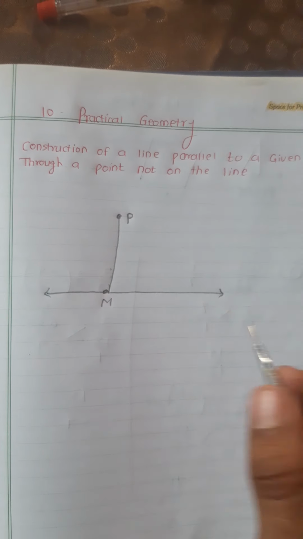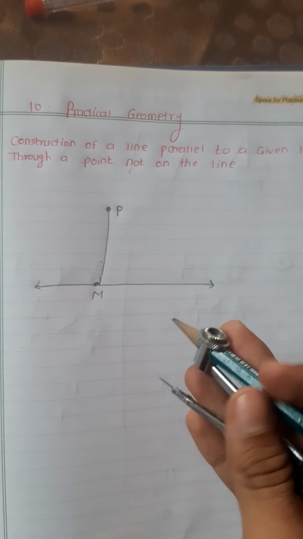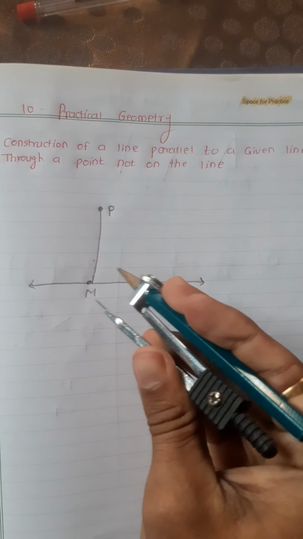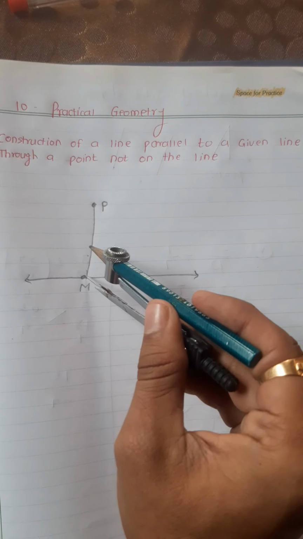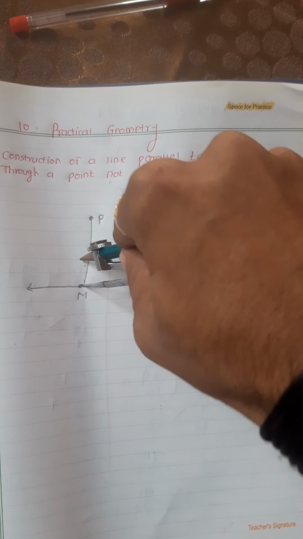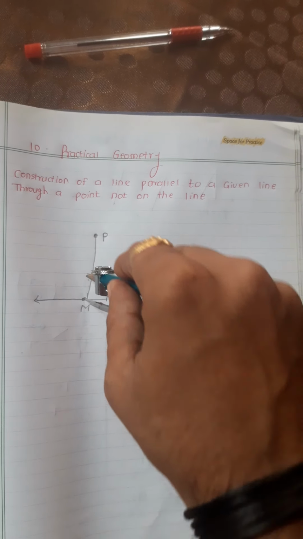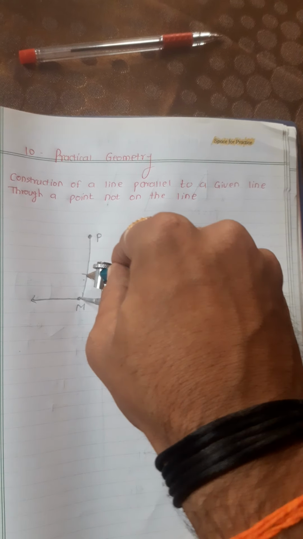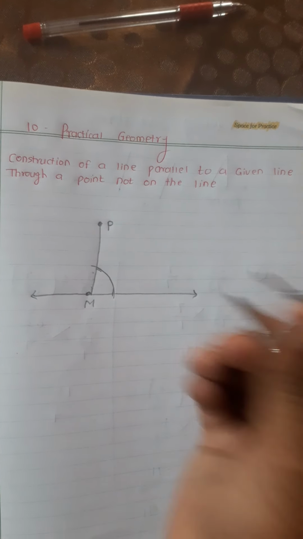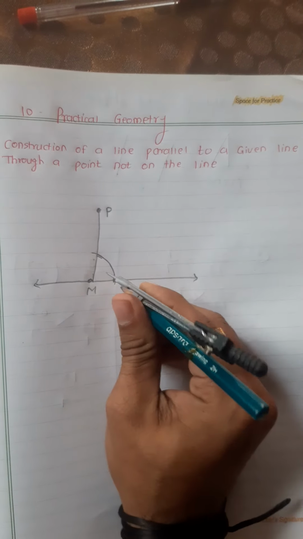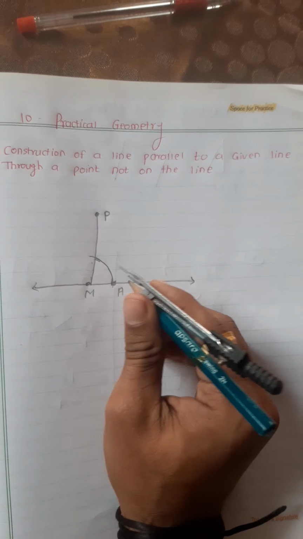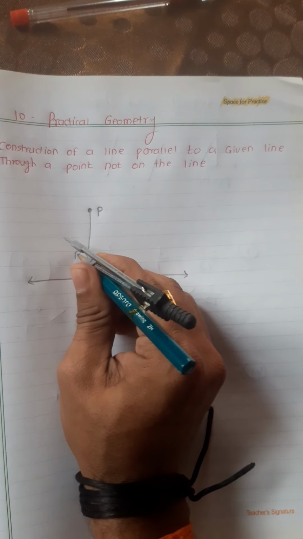In the next step, we have to take a convenient radius. Take a small or convenient radius in your compass. With M as the center, draw an arc. This arc will cut this line. Give names to these points: suppose this point is A and this point is B.